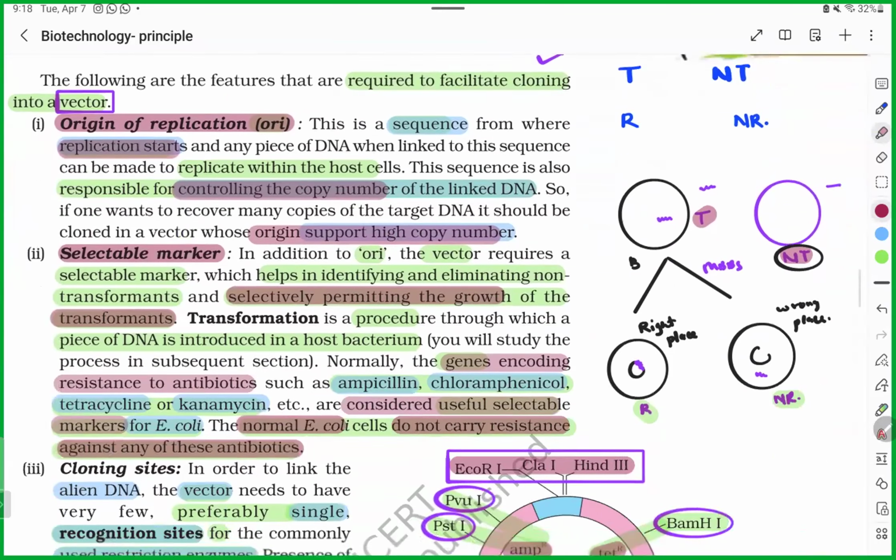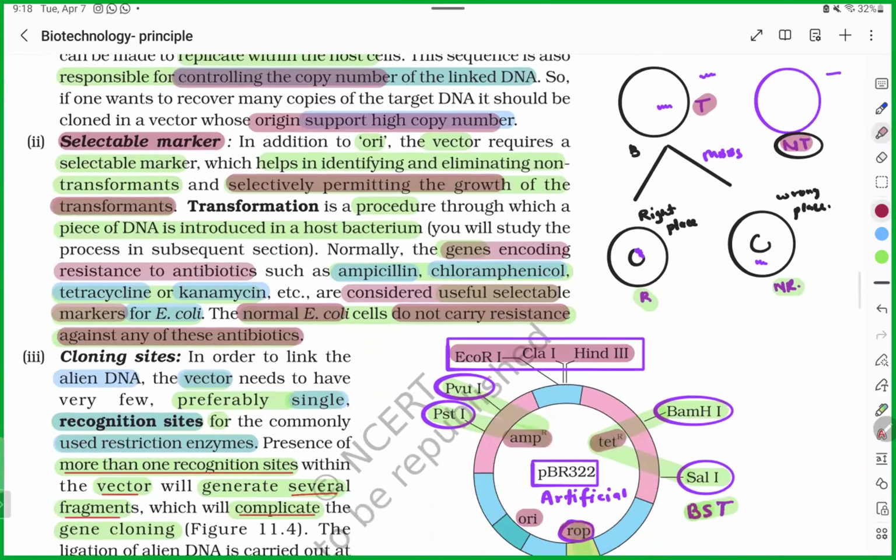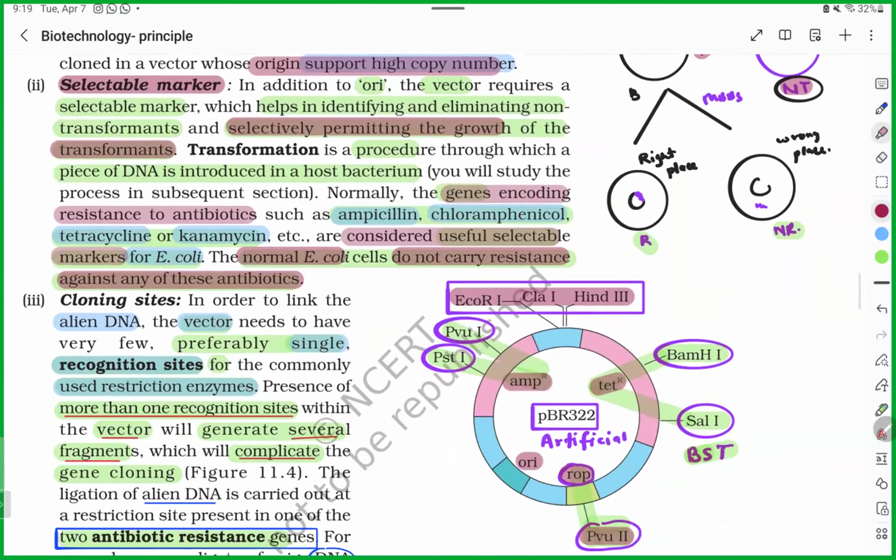Correct. Selectable marker. A vector should have a good selectable marker. Why? Because it should allow only transformant growth. Transformant means a bacterium that has external DNA, rDNA. Non-transformant bacteria do not have external DNA, do not have rDNA, so there is no use for such bacteria. Our vector should be able to identify transformants from non-transformants. What is transformation? When we introduce any DNA into the bacteria. Normally, like antibiotic resistance genes: ampicillin resistance gene, tetracycline, kanamycin, and chloramphenicol.